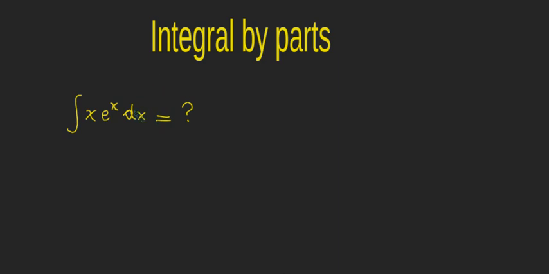Today we are going to talk about integral by parts. How can we solve this integral right here? One frequent doubt about the integral by parts is what part I call u and what part I call dv. How can I make that decision? What are some guidelines for making a good decision?